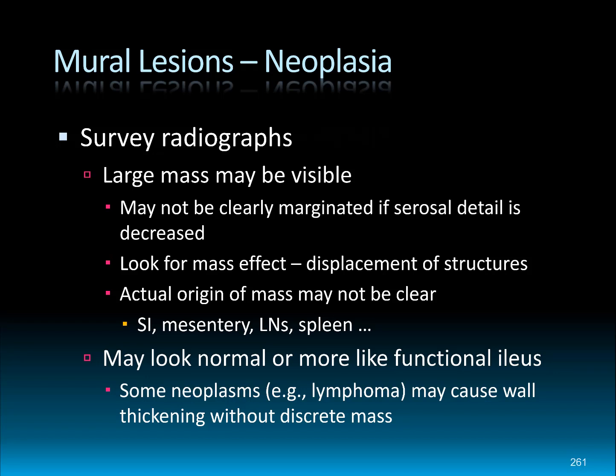With other neoplasms like lymphoma, you may not see a discrete mass, again, because that tends to be more diffusely infiltrative. Round cell neoplasia is also less likely to cause an obstruction, so that can look kind of more midway between something malignant and inflammatory bowel disease. So there's a lot of variation in what you see again.